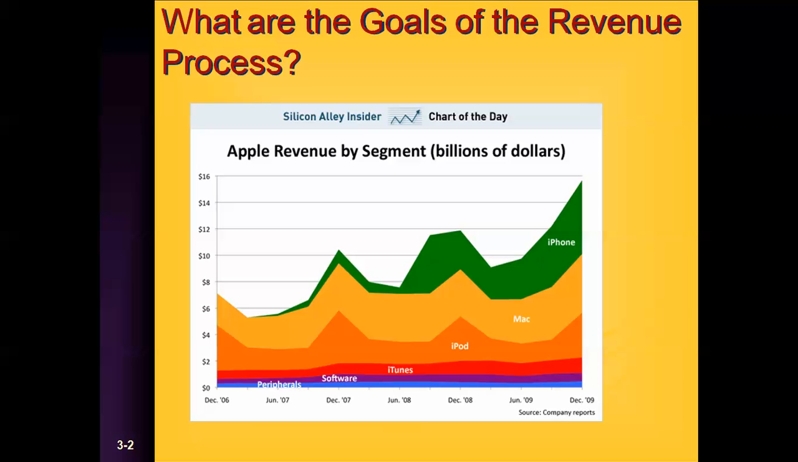But once you do that, you have to get paid. We've talked about days sales in accounts receivable and how to calculate that. That's a measure of how long it takes your customers to pay you. So the second part of the revenue process is receiving payment from customers in a timely manner. You sell something to somebody.